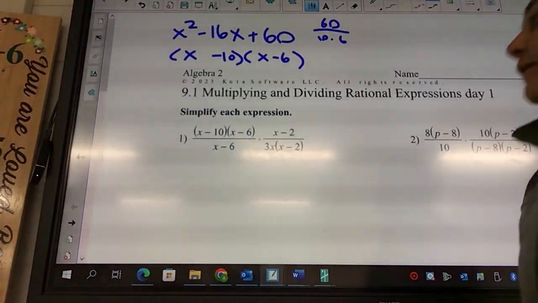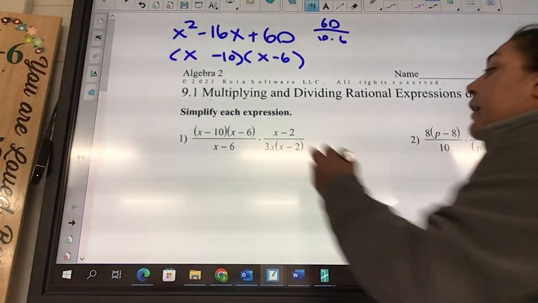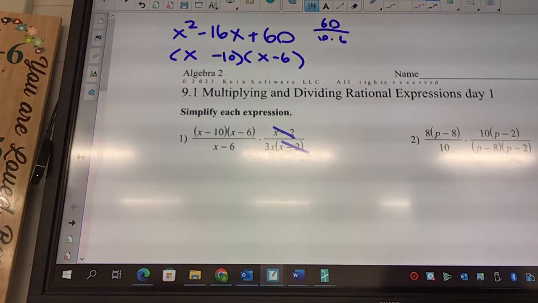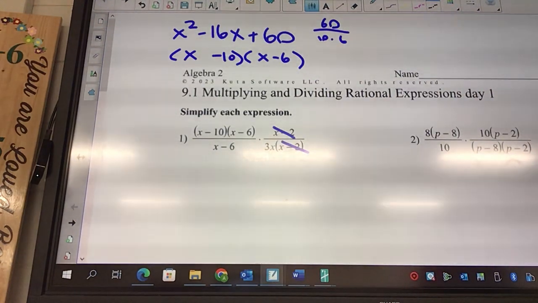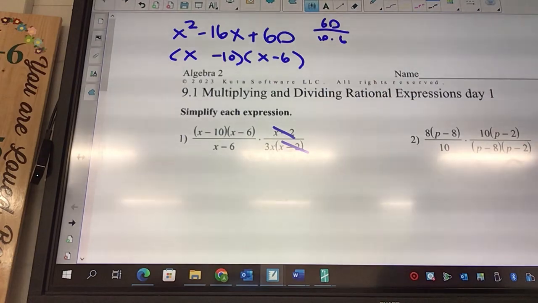Ones are the same up there? X minus 2. X minus 2, so you can cross those out. Is there anything else that's the same? X minus 6 and X minus 6.